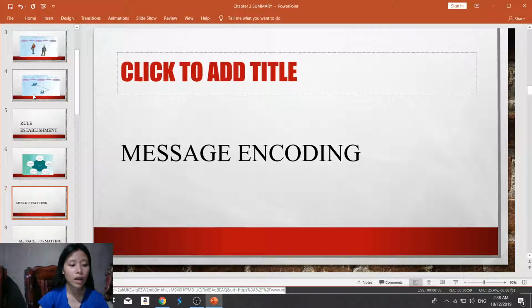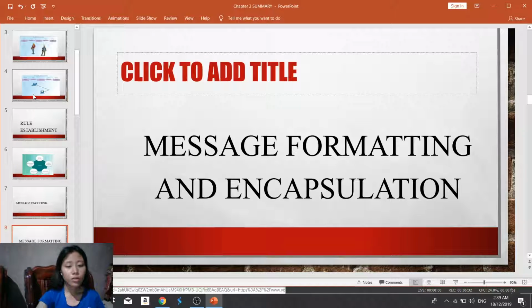So you have here the message encoding. Message encoding is one of the first steps to sending a message. Encoding is the process of converting information into another acceptable form. For the transmission, decoding reverses this process in order to interpret the information. Next is message formatting and encapsulation.